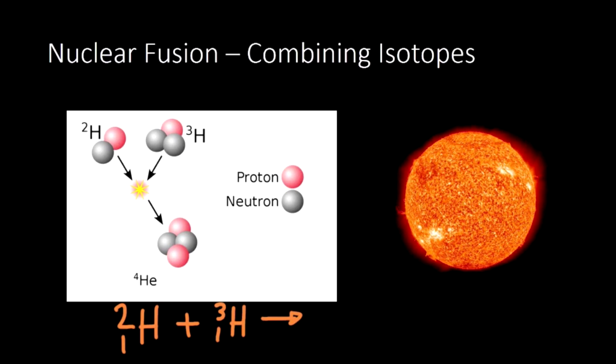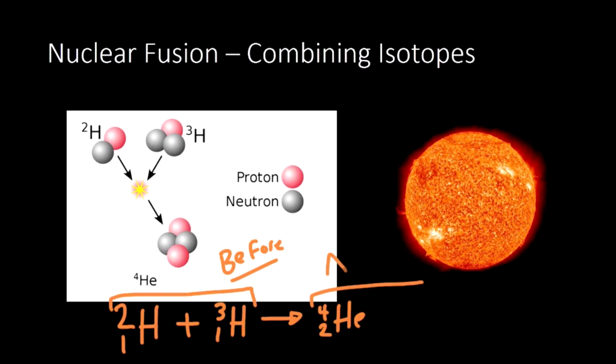And that arrow tells me, okay, I combine these 2 things and now something changes. So we could think about this side as being like before some change, and the side we're about to draw as being after. What do we get after? We get 4, 2, He. That's helium 4. Okay, so that's our after. Nice. We know what we have before and we know what we have after. We've fused 2 things together.